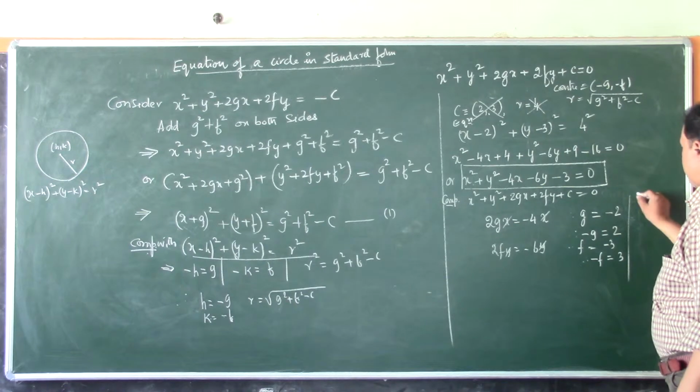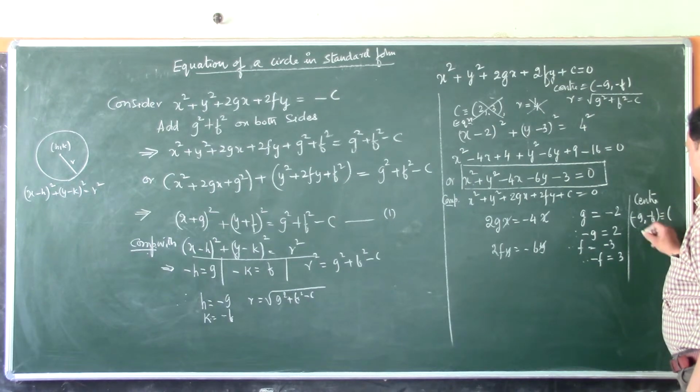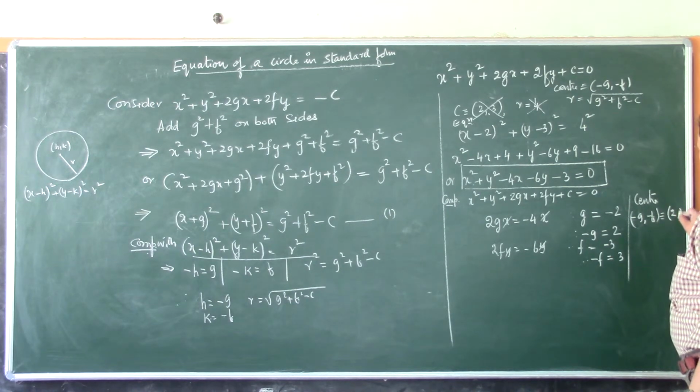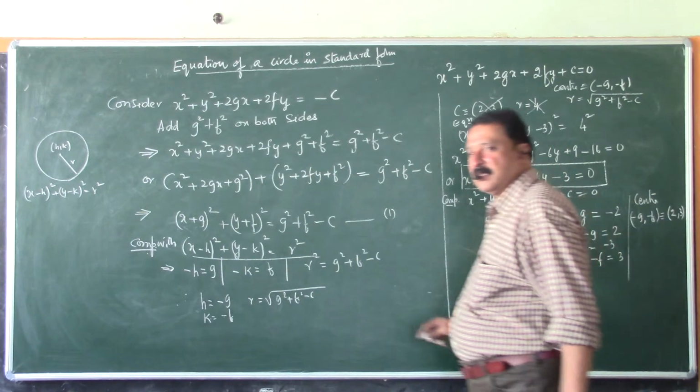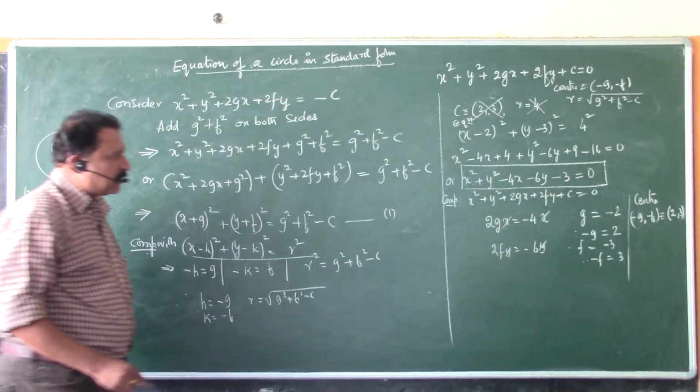So, I got the center. What is the center of this circle? The center is at (−g, −f). And what are the values of −g, −f? 2 comma 3. Okay. Now, let's find out the radius also.